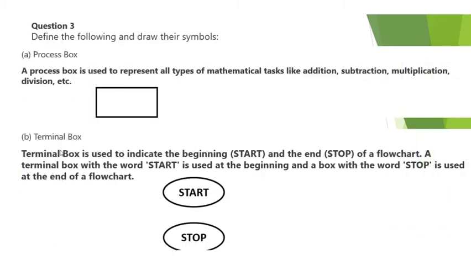Now question number 3, or we can say it's a very important question as well, we have discussed. Define the following and draw their symbols. The first one is the process box. A process box is used to represent all types of mathematical tasks like addition, subtraction, multiplication and division, etc.